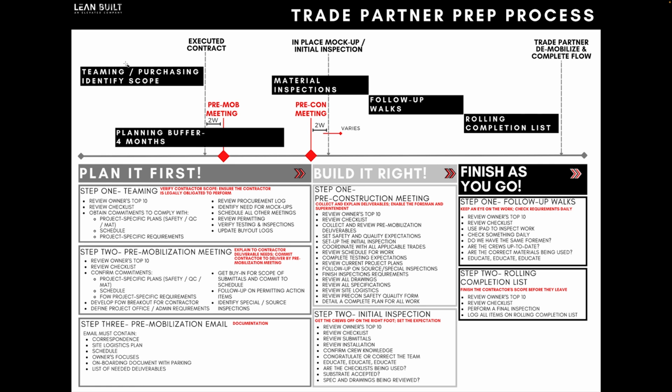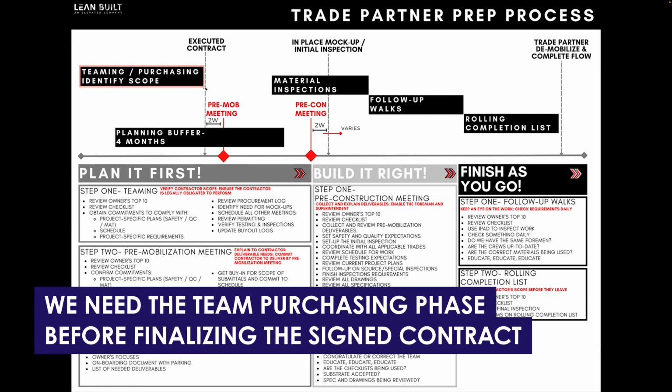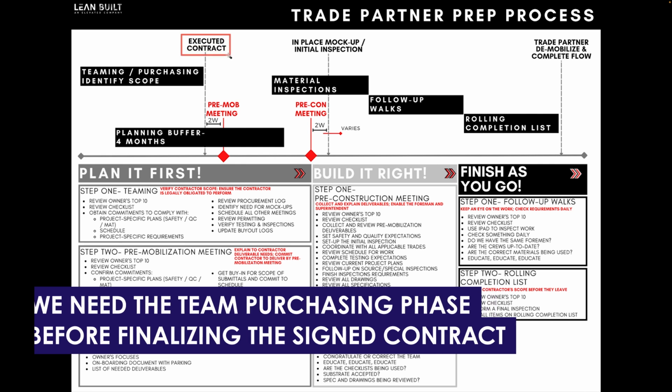This is the one that we formatted for Lean Built. And this is heavily borrowed from the Army Corps of Engineers, Hensel Phelps, different quality programs that I've seen throughout the industry. And just in case you were wondering if I did anything illegal, this is all from memory. So I created this all from memory. So bottom line is, when you're going to monitor a scope or enable a trade partner, we've got to have that teaming purchasing phase before actually reaching an executed signed contract.